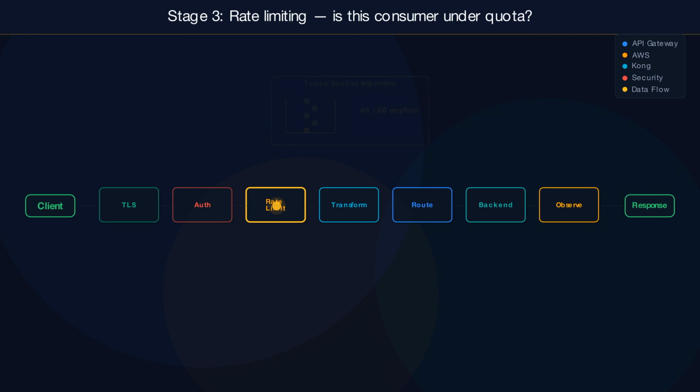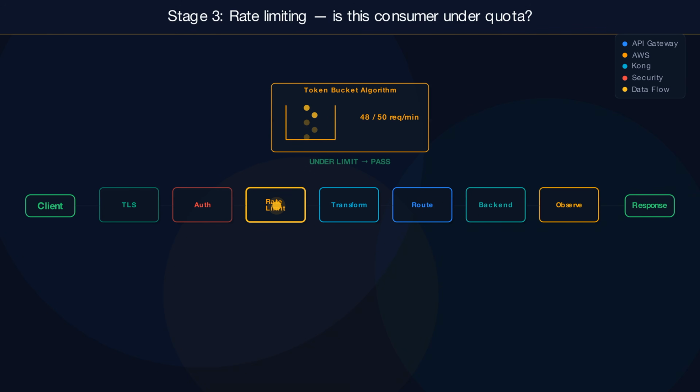Stage 3. Rate limiting. The gateway checks a counter for this specific consumer. Most production gateways use the token bucket algorithm. Tokens are added at a fixed rate, and each request consumes 1 token. When the bucket is empty, requests are rejected. 48 tokens out of 50. Under the limit, the request passes.